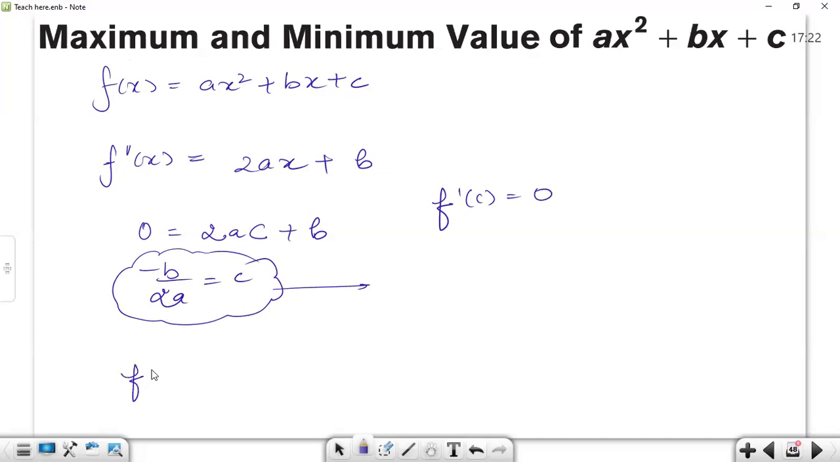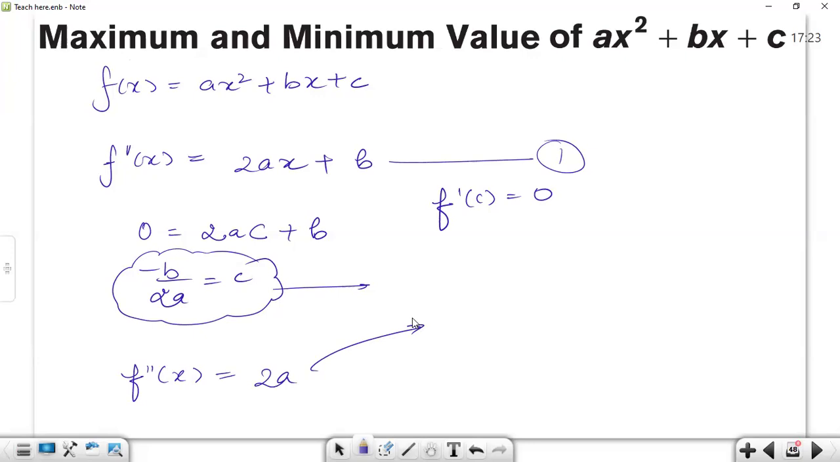Now let's discuss the double derivative of this particular quadratic function. Differentiating this equation on both sides with respect to x, f dash of x becomes f double dash of x, and the derivative of 2ax is 2a. The derivative of b is nothing. So now at this particular point, x being minus b by 2a, whether the function is going to assume its maximum or minimum value will depend on the sign of a.